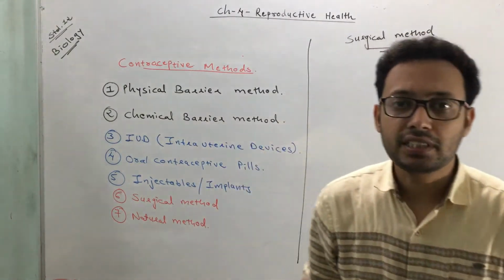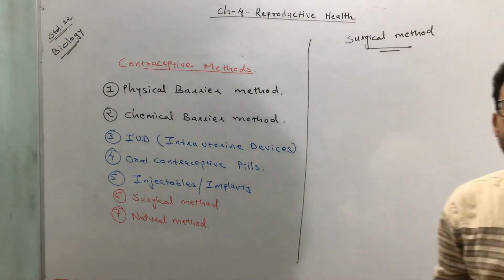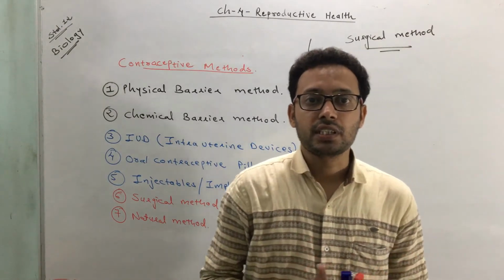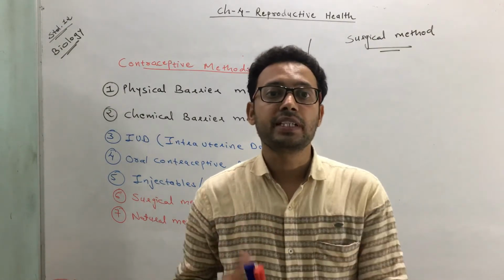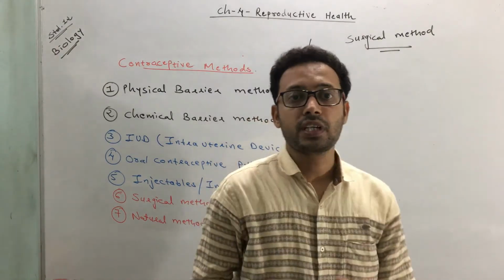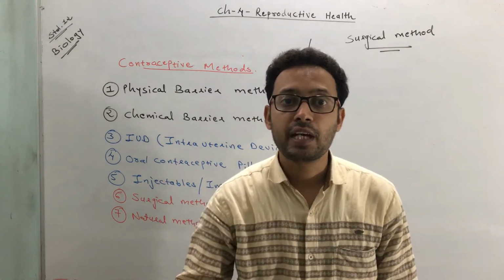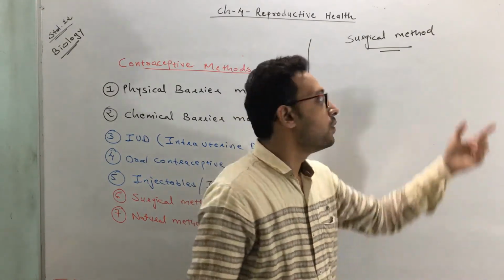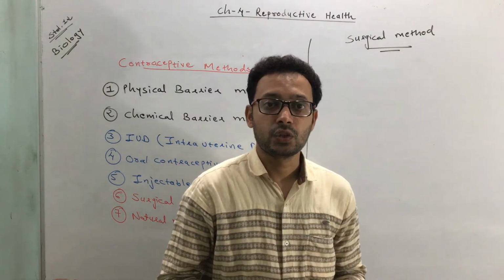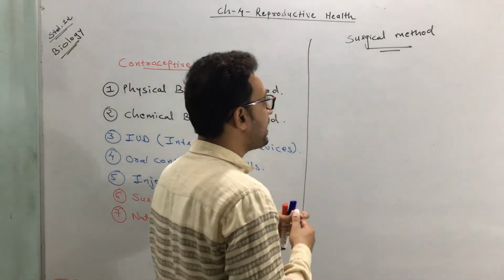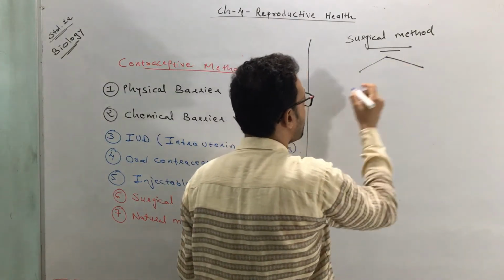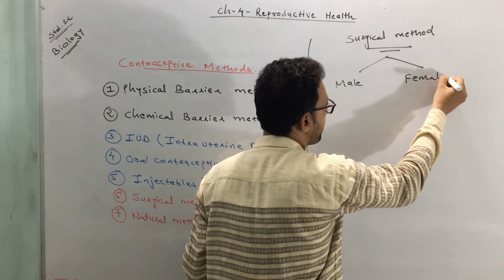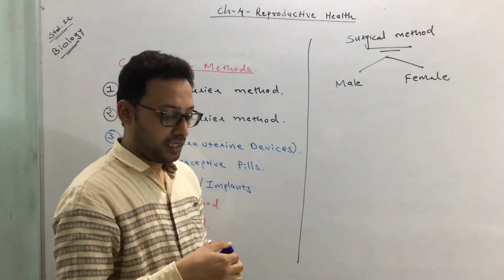The name itself suggests what it is. Surgical method, that means here the surgery has to be performed. Due to surgery we prevent a transfer of gametes. These surgical techniques prevent transfer of gametes, meaning transfer of male and female gametes is prevented with the help of this surgical method. A different kind of surgical method is performed in a male and a female because the reproductive structures of male and female are different.